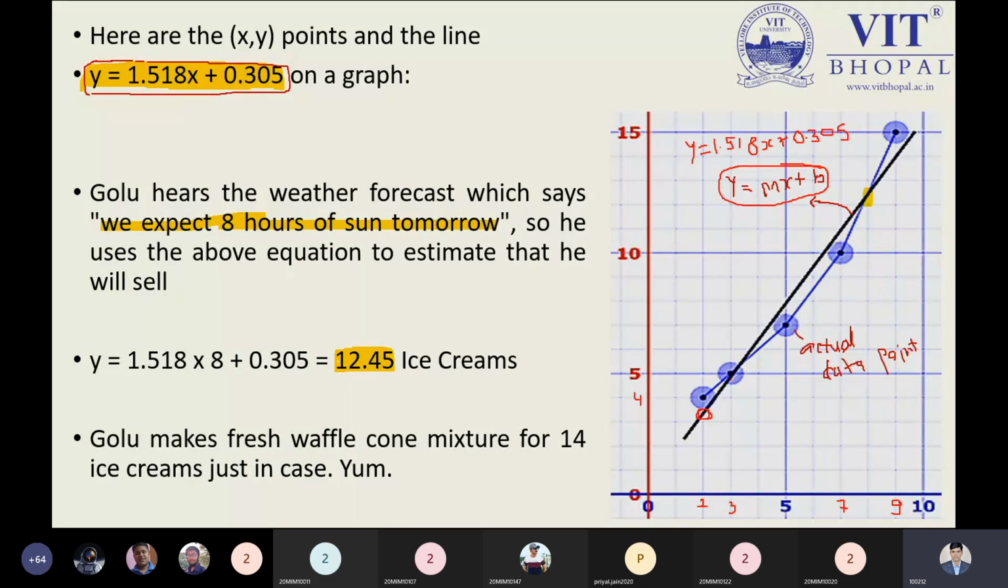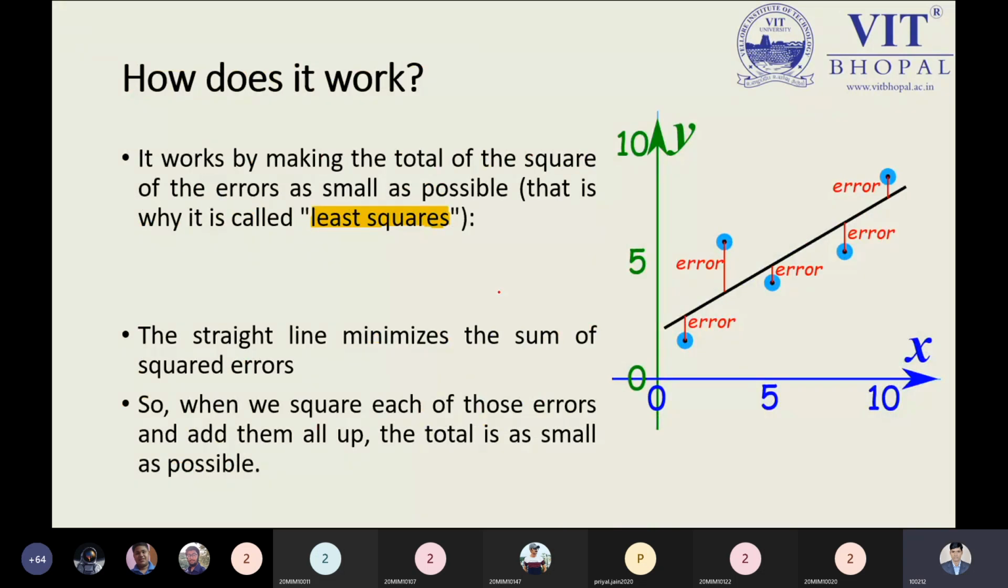This is a simple problem we have seen with the least square method. Now, let us discuss this point in a simple way. We have already seen that it works by making the total of the squares of the errors as small as possible, and that is why it is called least squares. The error is the gap or difference between the actual data points and the predicted data points which are on the line. The straight line minimizes the sum of the squared errors, so that's why we use these equations. When we square each of those errors and add them all up, the total is then the smallest possible. That is why the least square method is used.